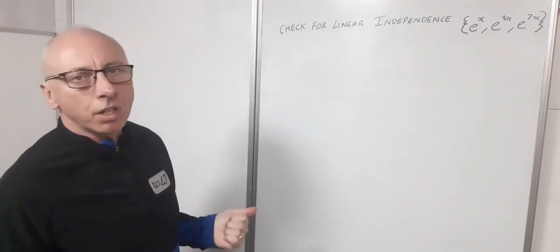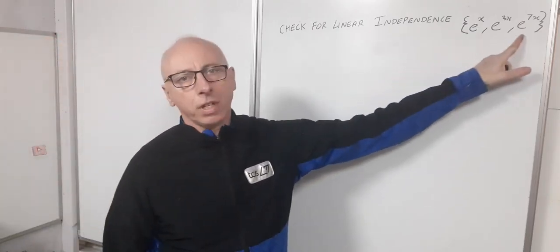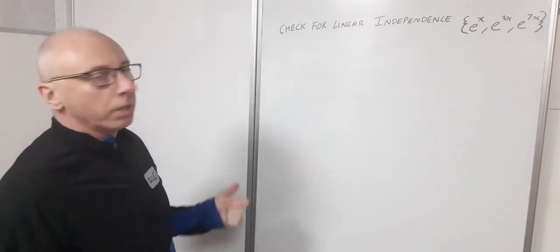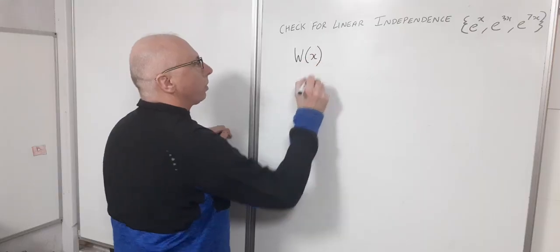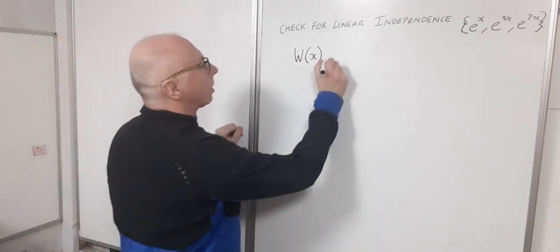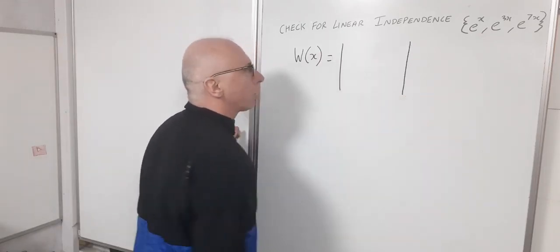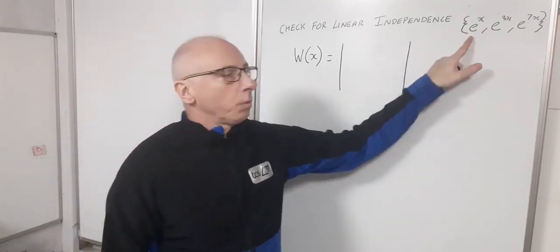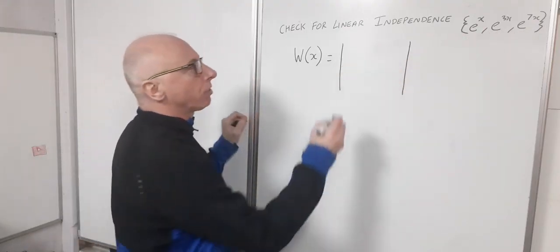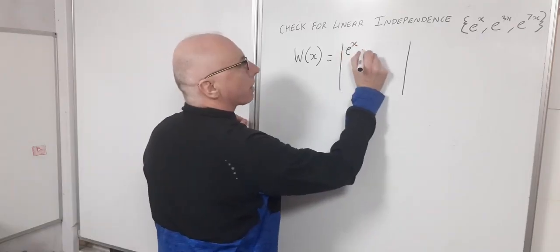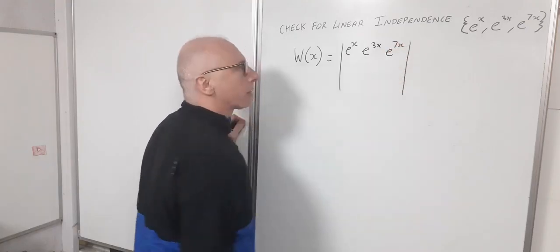Now that works in a lot of cases, so I'm going to show you how we do the Wronskian for these 3 solutions here. So the Wronskian, we call it the variable W of x, equals the determinant of a 3 by 3 matrix. We list these 3 terms at the top of our matrix: e to the x, e to the 3x, and e to the 7x.